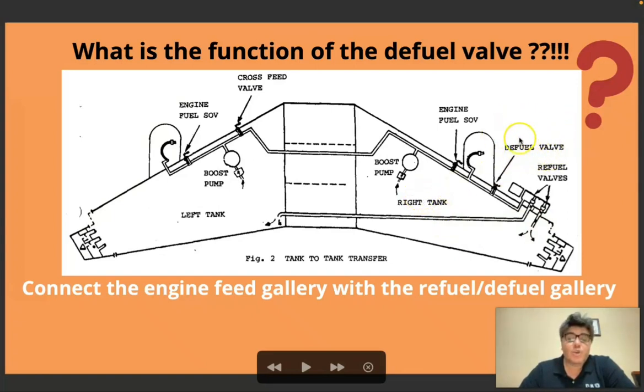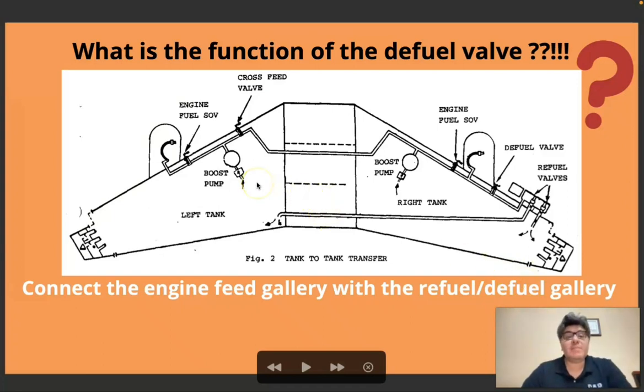From its name, you may understand that it will be open during defuel operation. Yes, you are right. And it may also need to be open during fuel transfer operation. So this defuel valve only needs to be open during defuel and fuel transfer operation, as we need to connect the engine feed gallery with the refuel defuel gallery during fuel transfer or defuel operation.